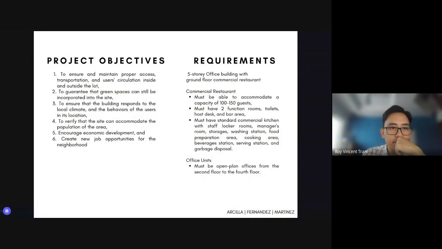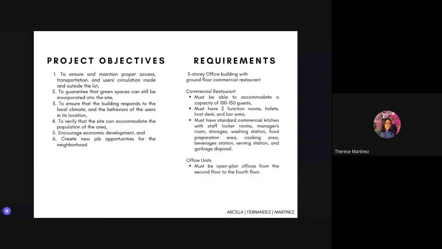Okay. So good morning. For our project objectives and requirements, our objectives include to ensure and maintain proper access, transportation, and user circulation inside and outside the lot, to guarantee that green spaces can still be incorporated into the site, to ensure that the building responds to the local climate and the behaviors of the users in its location, to verify that the site can accommodate the population of the area, to encourage economic development and create new job opportunities for the neighborhood.